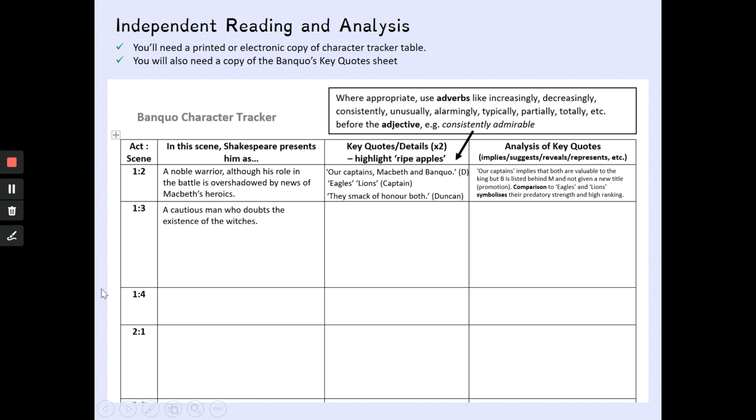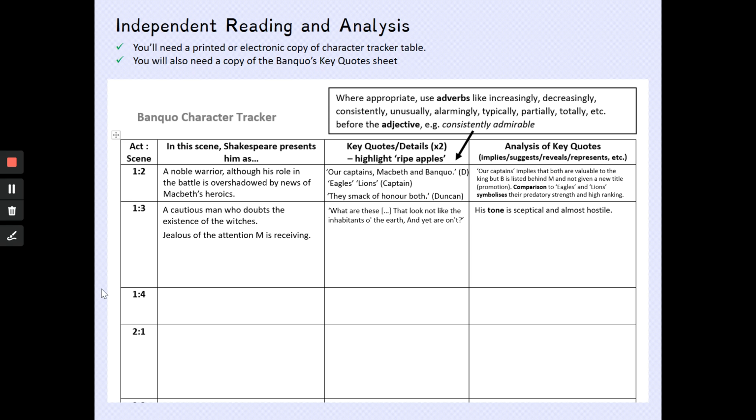Okay, on to Act 1, Scene 3. Again, if you want to pause the video and do that independently, you can. Otherwise, keep playing, stick with it. We know that Banquo from Act 1, Scene 3 is a cautious man who doubts the existence of the witches. And the evidence for that would be, "What are these that look not like the inhabitants of the earth and yet are on it?" And then if we were to analyse that, we might comment on his tone. So his tone is sceptical, and he's almost hostile towards the witches.